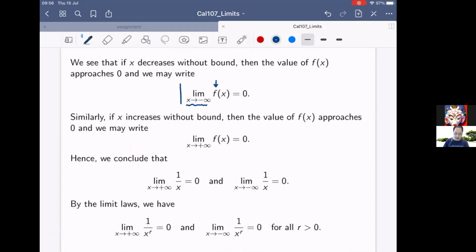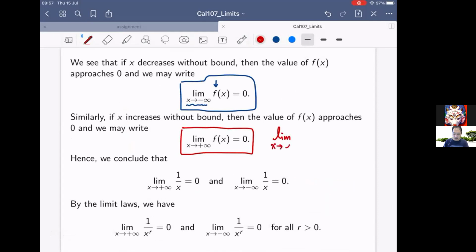So we say that the limit as x goes to negative infinity of this function equals 0, and also the limit as x goes to positive infinity of this function equals 0. Sometimes we may drop the positive sign and just write the limit as x goes to infinity of f(x) equals 0. It depends on the books, and sometimes we just forget.